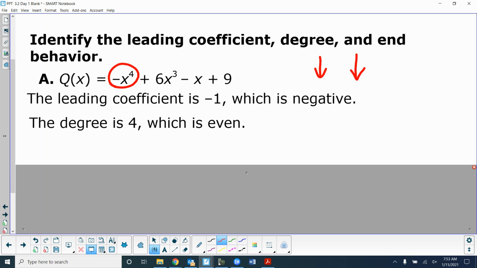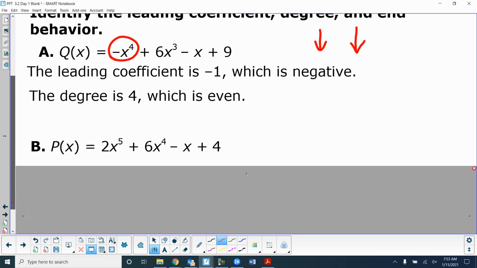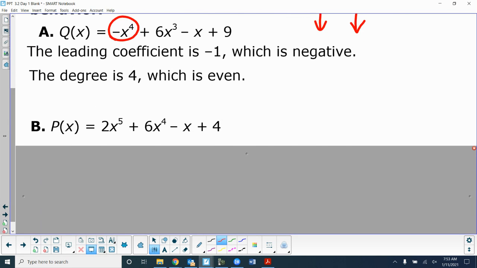Letter B. First of all, make sure it's highest degree down to the constant. So I just concentrate on that. What kind of number is that, positive or negative? Positive. So what's happening at this end, up or down? Up. Is that an even or an odd degree? Odd. So that means the ends go in opposite directions. So it's going to be like this.